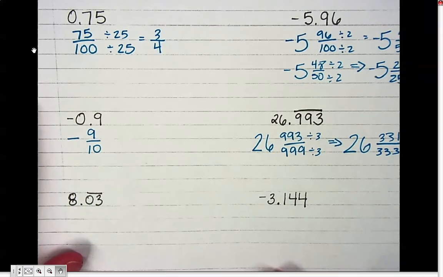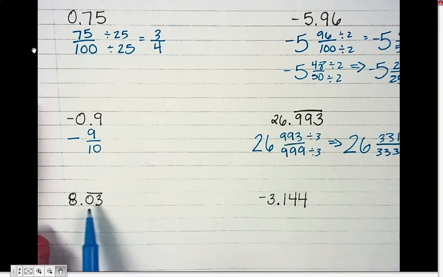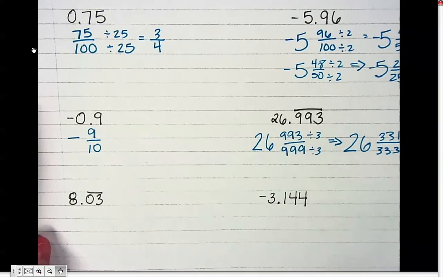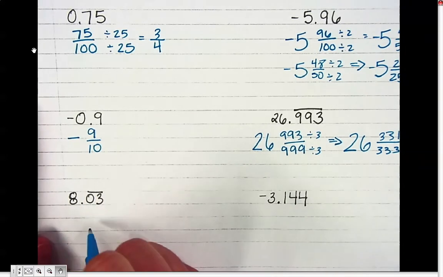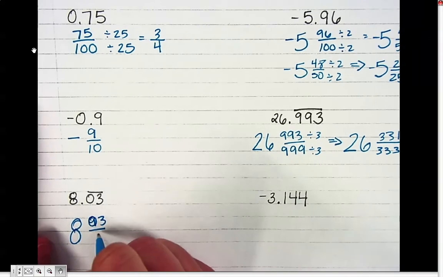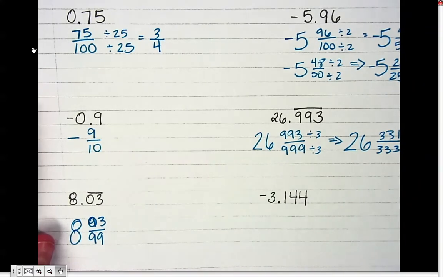So let's take a look at this next one. Again, we have 8 and 0, 3 is going to repeat. So it's going to be 0, 3, 0, 3, 0, 3, on and on to infinity and beyond. This goes to 2 place values, so 2 9s is 99. So I'm going to write 8 and 0, 3 over 99. Now, I don't have to put it as 0, 3. I could just write that as a 3 if I wanted to, just 3 99s.